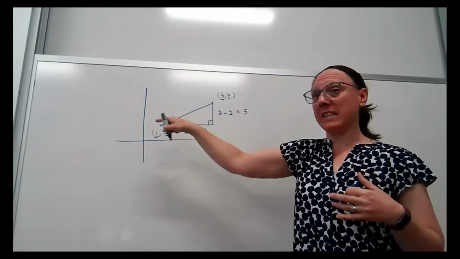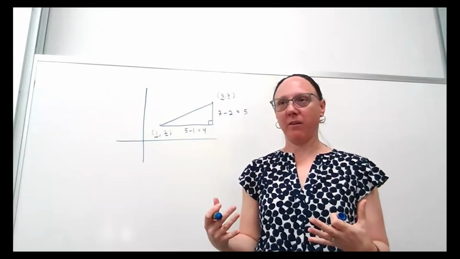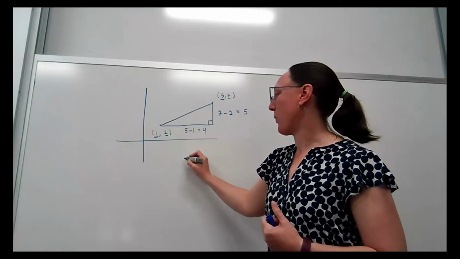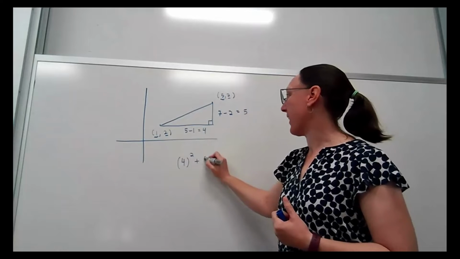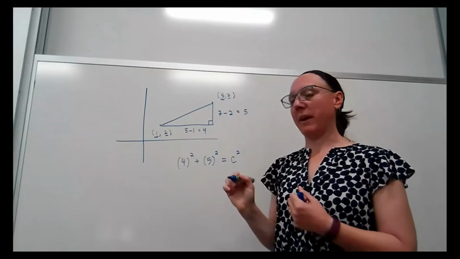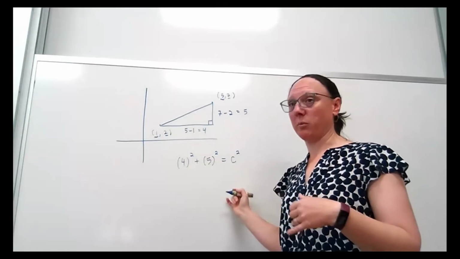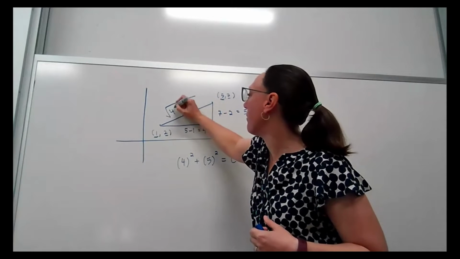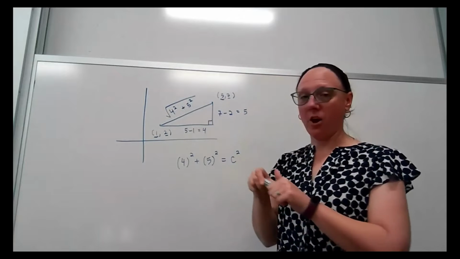So my actual distance, the straight line distance between those two, comes directly from the Pythagorean theorem. The Pythagorean theorem says that the square of one leg plus the square of my second leg is equal to the square of my hypotenuse. So if I want to get the hypotenuse by itself, I take the square root of both sides. So that distance looks like the square root of 4 squared plus 5 squared.